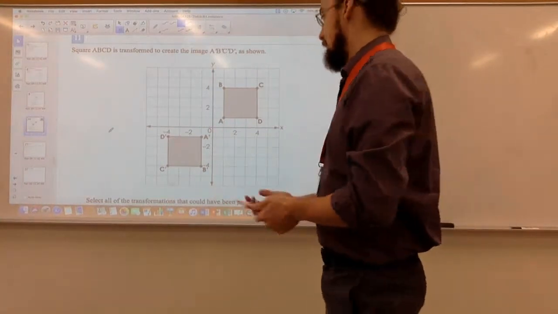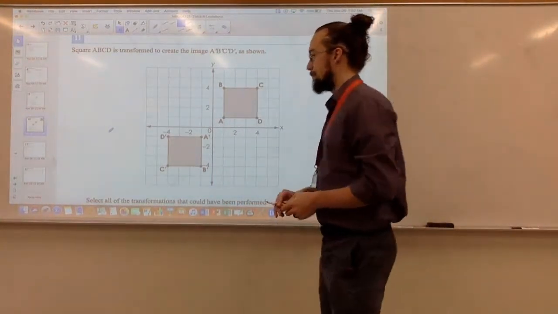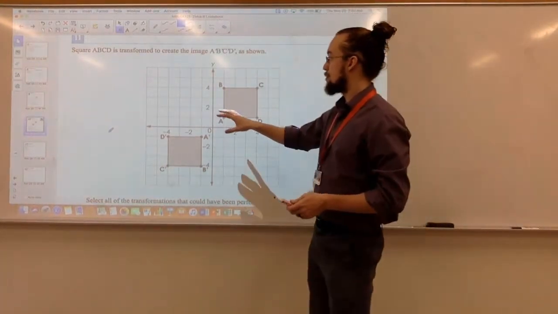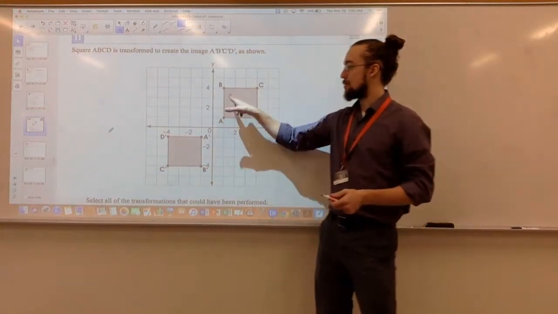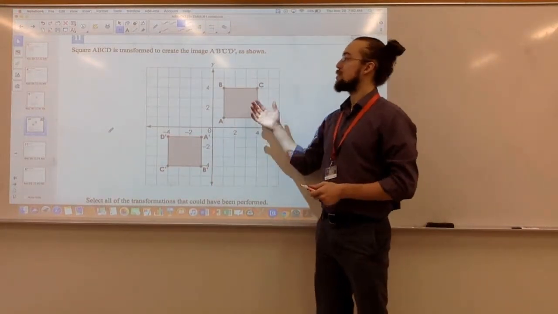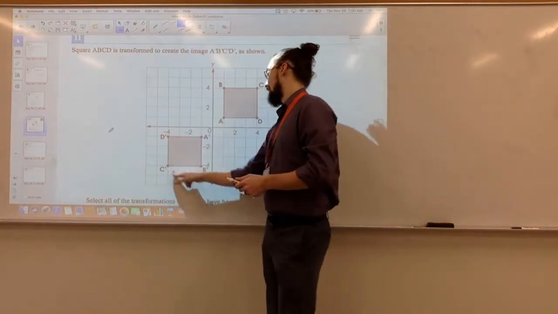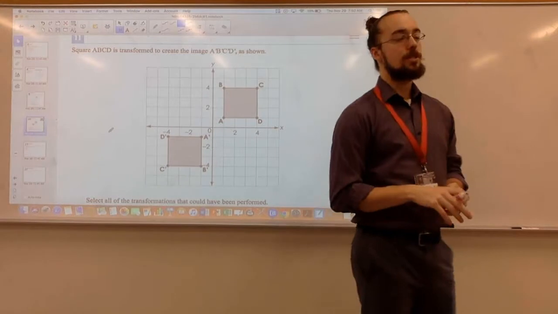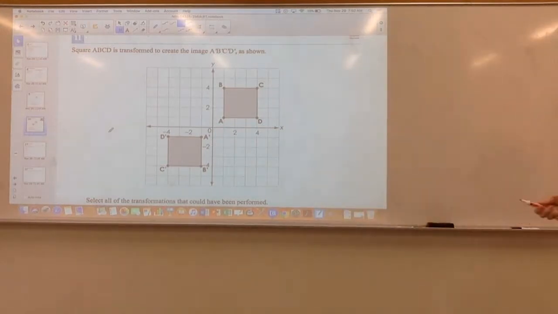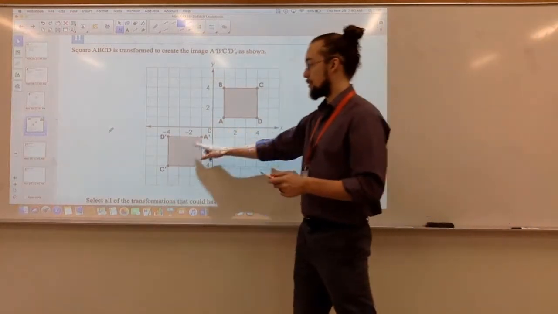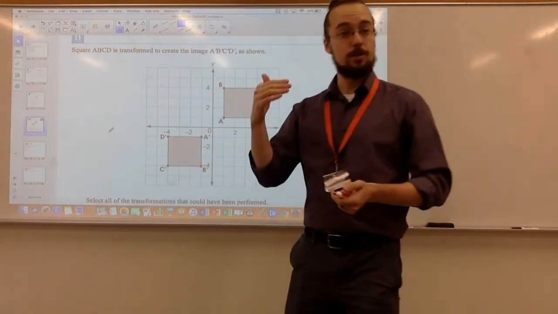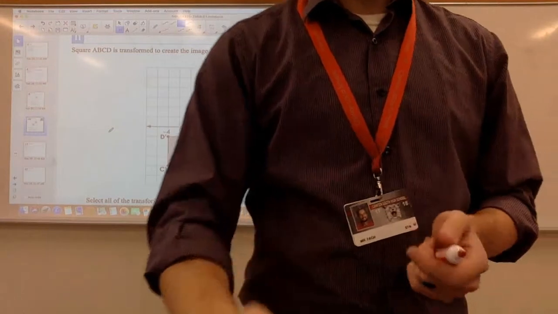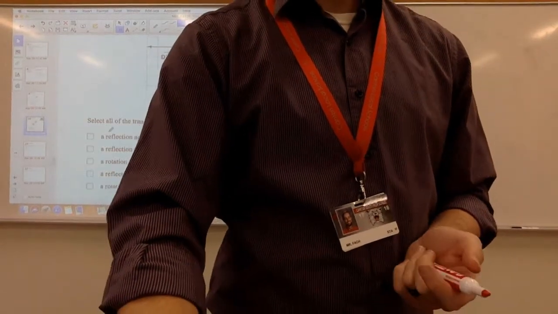It's another similar type question here. We've got square ABCD. So this is my original figure, and it is transformed to create this one, A prime, B prime, C prime, D prime. And we want to select all of the transformations down here that could have been performed to get from here to here. So again, we just have to go one at a time. Think of it as a true or false, or 5 true or false questions.